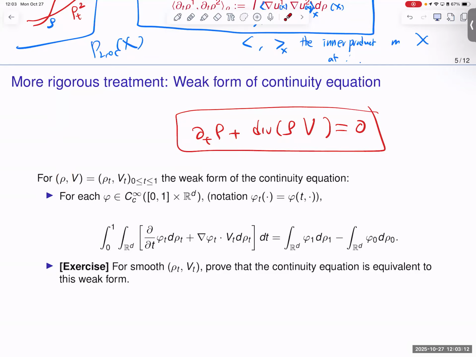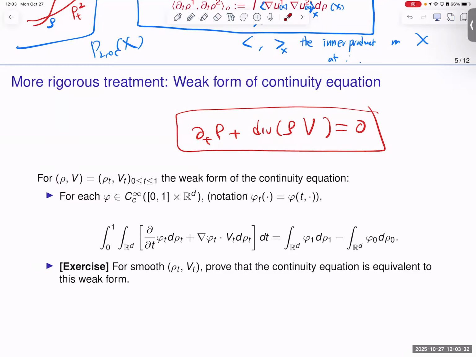I think it's a good idea to generalize such differentiability to include less differentiable measures and vector fields. Okay, that's the motivation of this weak form. Okay, what is the weak form of the continuity equation?